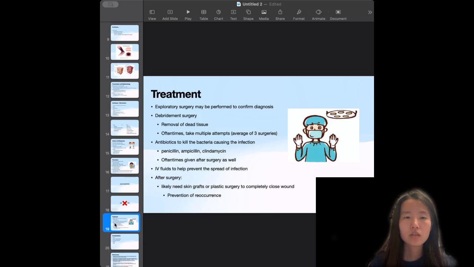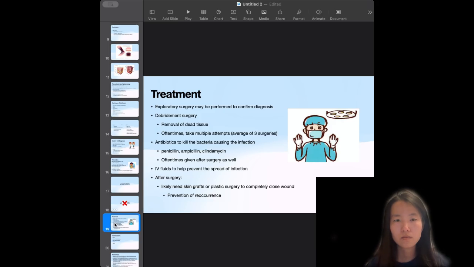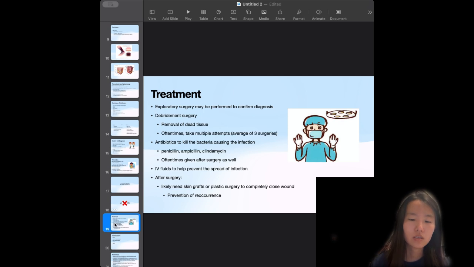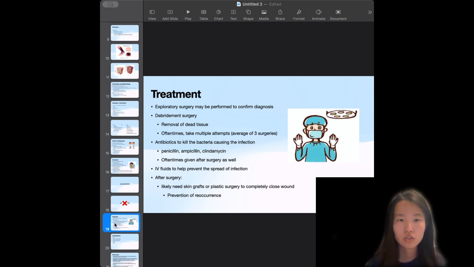Antibiotics can also be given to patients who have not progressed that far, before they undergo non-conservative treatments, to prevent the spread of the disease. Some examples are penicillin, ampicillin, and clindamycin. IV fluids may also be given to patients with necrotizing fasciitis to prevent the spread of infection throughout the body. And after surgery, patients likely need skin grafts or plastic surgery to close the wound to prevent reoccurrence of the disease.